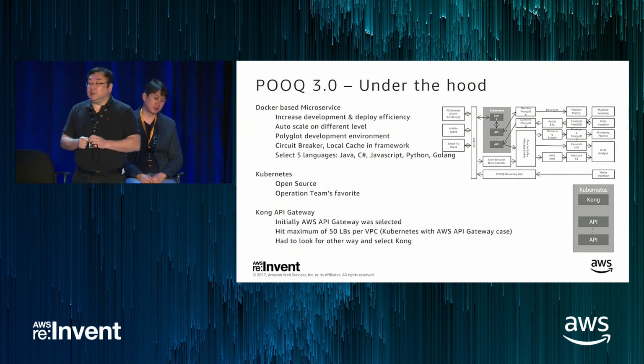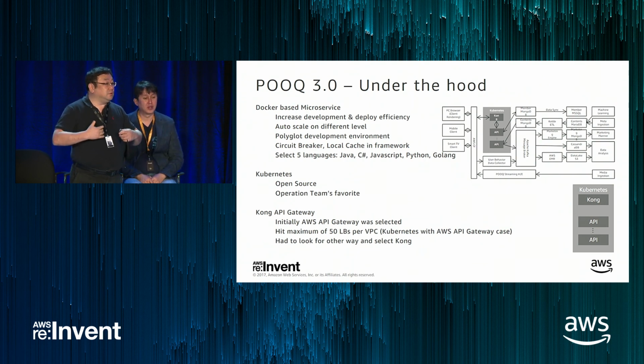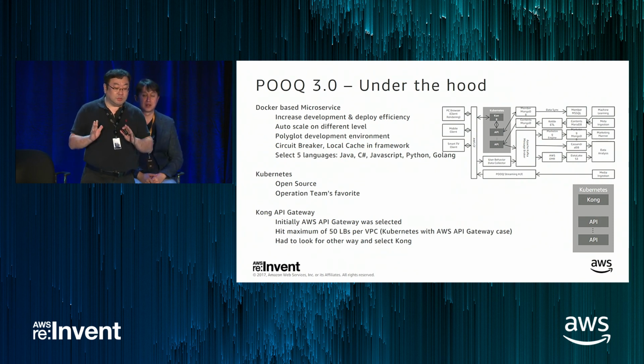Initially, we started using the Amazon API Gateway. Funny thing happened: we hit the maximum of 50 LBs per VPC. That means you cannot have more than 50 LBs per one VPC. That is not the case at the moment because a couple of weeks ago, this restriction was lifted. But at the time we were starting, this was a big problem, which means if you're using Kubernetes with the VPC and API Gateway, you can have up to 50 APIs per VPC.